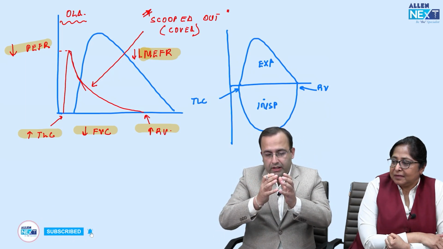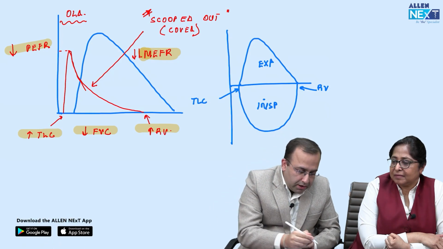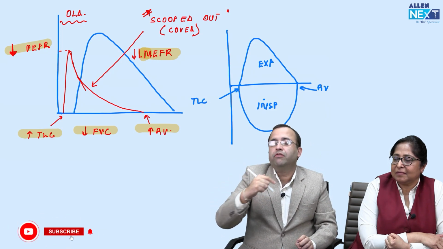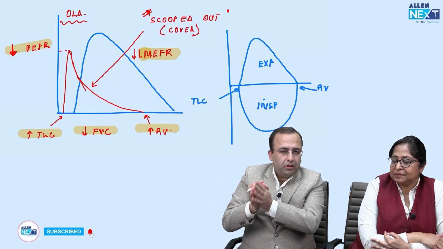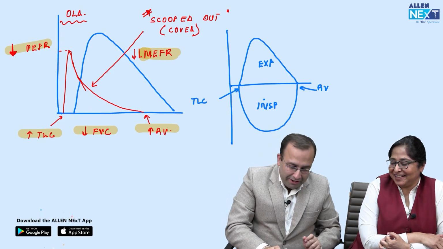Secondly, the acinus were dilated. So the peak expiratory flow rate, it was an obstructive lung disorder. So peak expiratory flow rate was reduced. So pathology integrates beautifully with physiology.